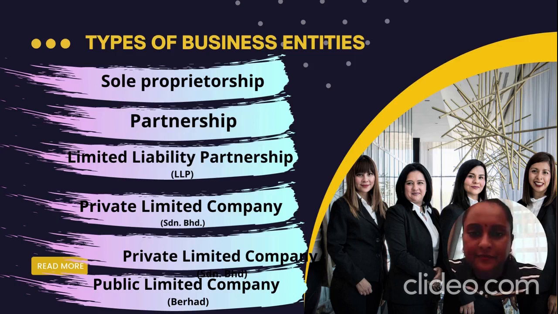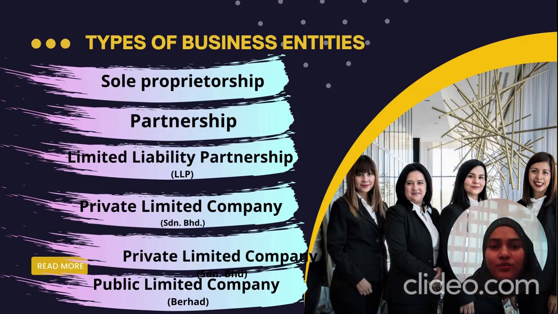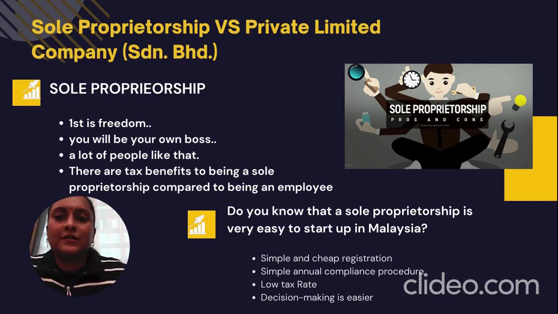Yay! Today we are going to discuss some of the business entities. Generally, there are five main types of business entities in Malaysia. First, sole proprietorship, partnership, limited liability partnership, private limited company, public limited company. Wow, that's great. I have heard about some of the business entities from this list. Can you tell me more about it?